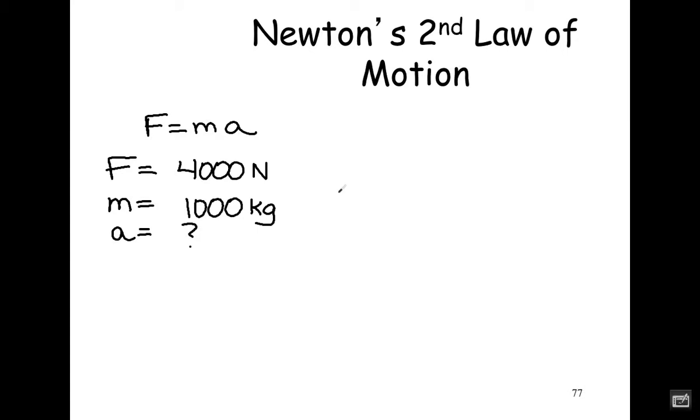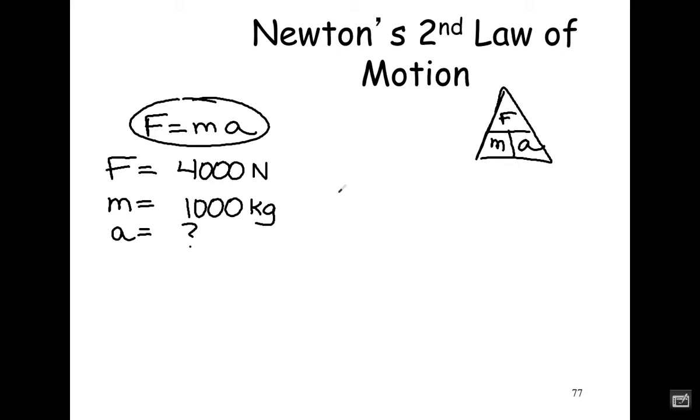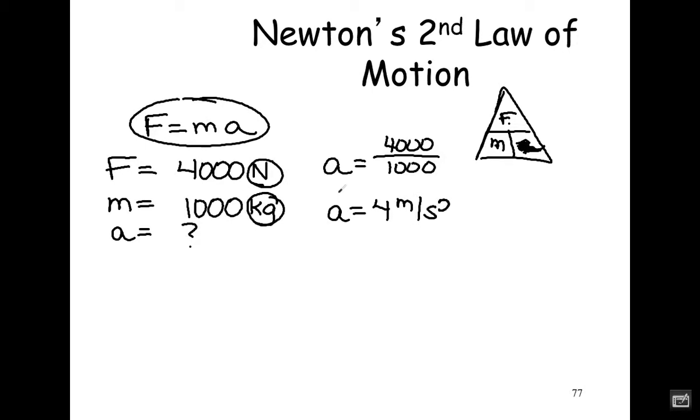Now, we start with F equals ma, but remember, if we have our triangle, we can change it. F, M, A. If I'm solving for A, then I take the force and divide it by the mass. So my A is going to be my force, which is 4,000 newtons, divided by 1,000 kilograms. So my acceleration is going to be 4. Now it has to have a unit, but because I have newtons divided by kilograms, I just write meters per second squared, and I am all done. 4 has 1 sig fig, so my sig figs are also correct on this.